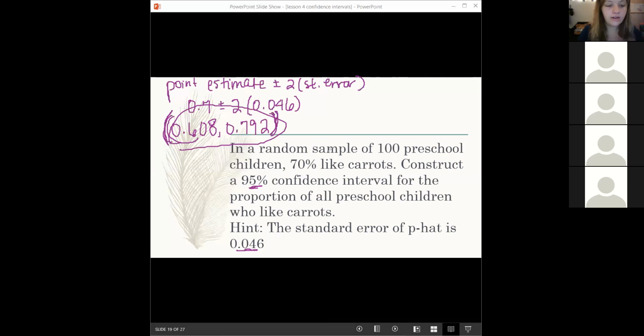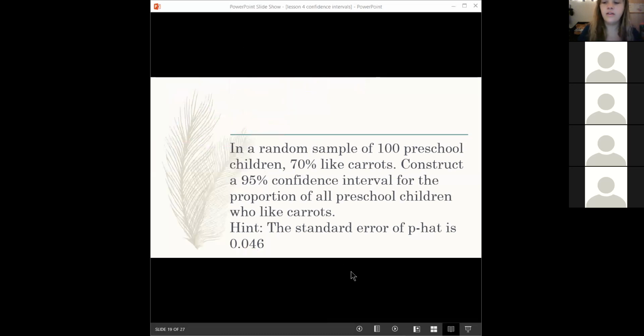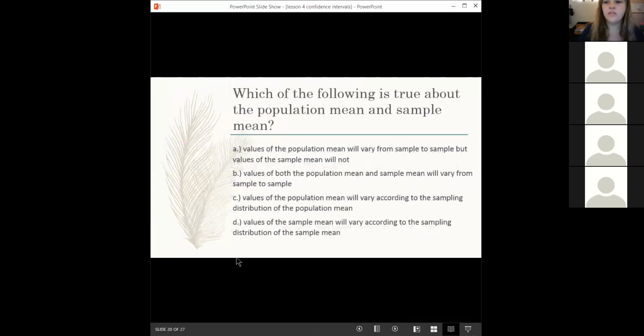All right, what do we got here? Okay, which of the following is true about the population mean and the sample mean? So this is kind of reviewing the different characteristics of populations and samples. So go ahead and try these ones out.